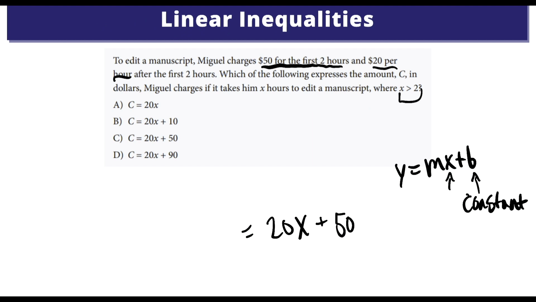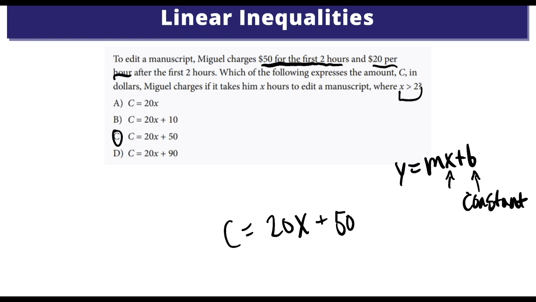What is C? Which of the following expresses C in dollars? That is basically how much he's going to make after the amount of hours that lapse. And let's see which choice that is. Oh, that's C. Very simple. This could be done very easily. These are the type of questions that you want to save time on.